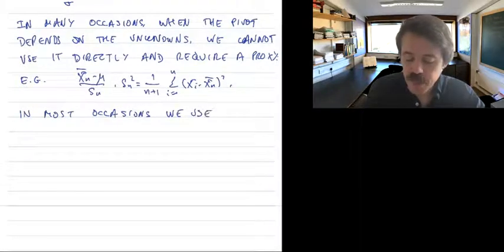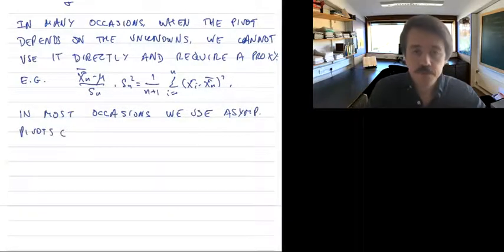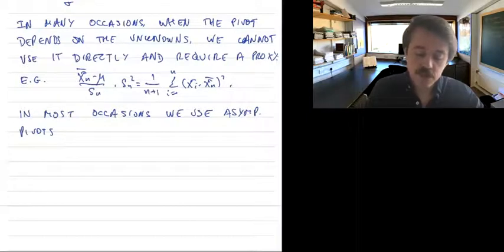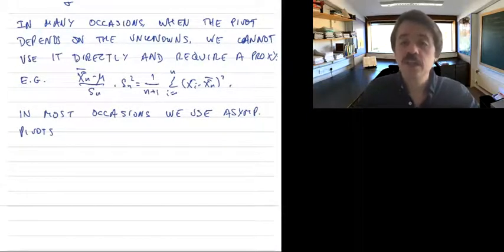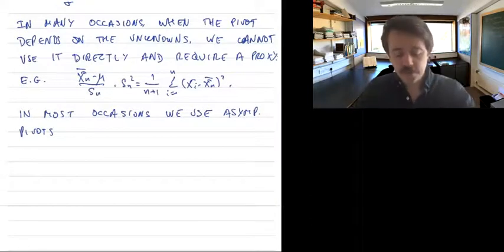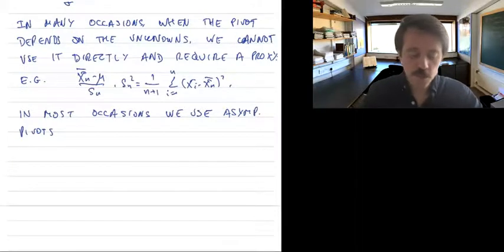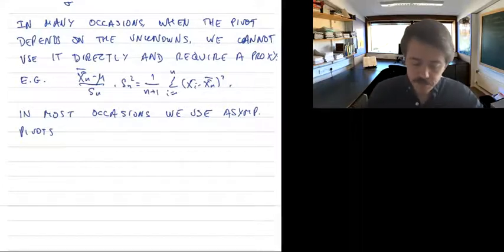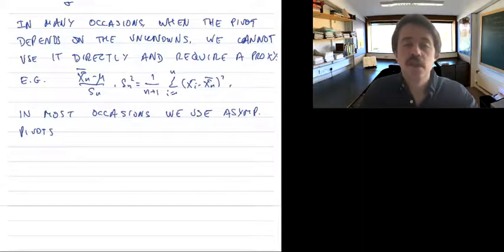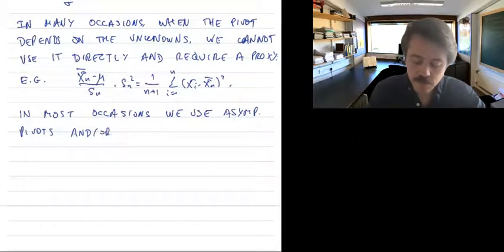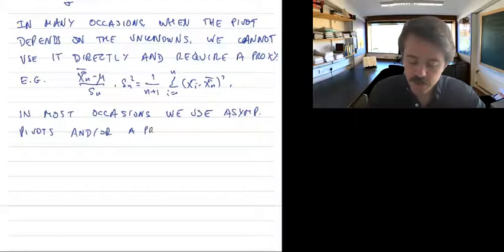So in most occasions, we use asymptotic pivots. I think it should be clear, the difference with the pivot. This is a quantity that depends on the data, and that may depend on the unknowns, but whose distribution or asymptotic distribution will be independent of the unknowns. And then we also need, again, a proxy for it.